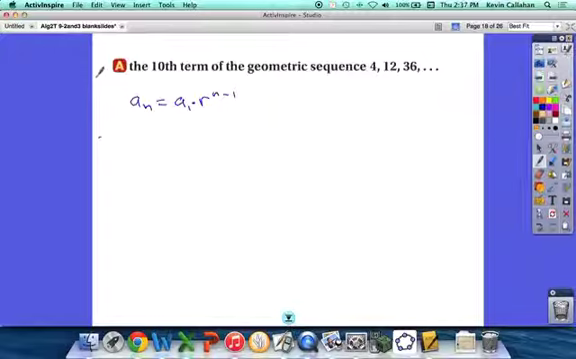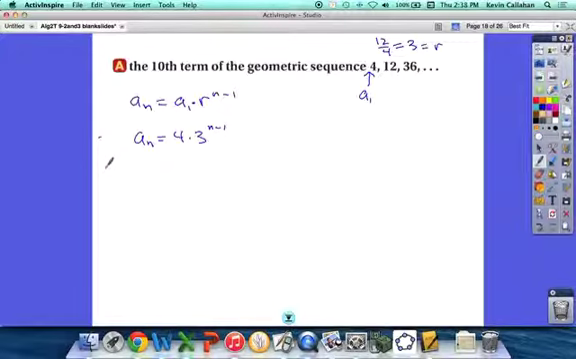Okay, so we have to plug in two things here: the first term and the common ratio. Can we tell what they are by looking at these three numbers? The first term is 4. The R is 3. It's pretty easy to tell them both. A1 is 4, and 12 over 4 is 3. That's R. So plug that in. An equals 4 times 3 to the n minus 1.